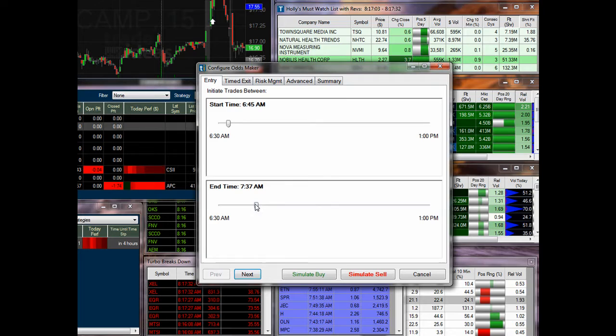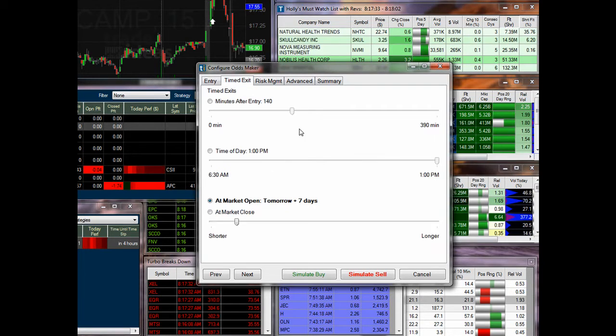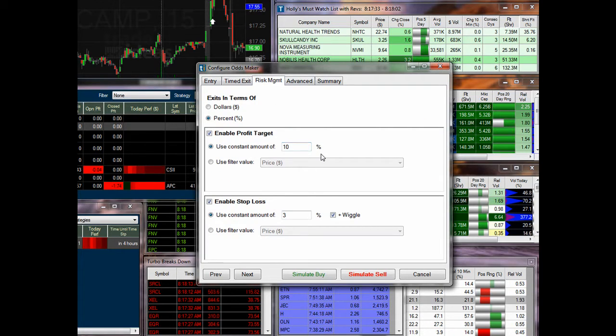The exit time, I'm going to move up to, let's say, 8:20 a.m. West Coast time. So essentially this is saying do not enter the trade prior to 6:45 and do not enter any trades after 8:20 a.m. Timed exit: this particular strategy is a long-term strategy and I have it set to exit 7 days after today.